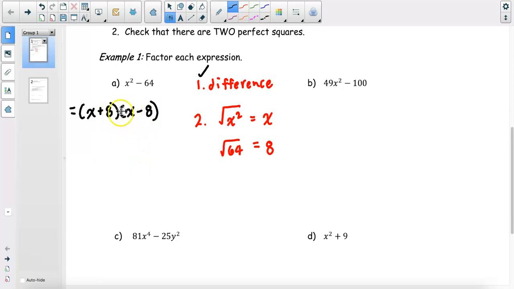And what you can do to remember this is that notice how we have this plus and minus. Because of that, that's why the x terms in the middle here disappear, because of these opposite signs.